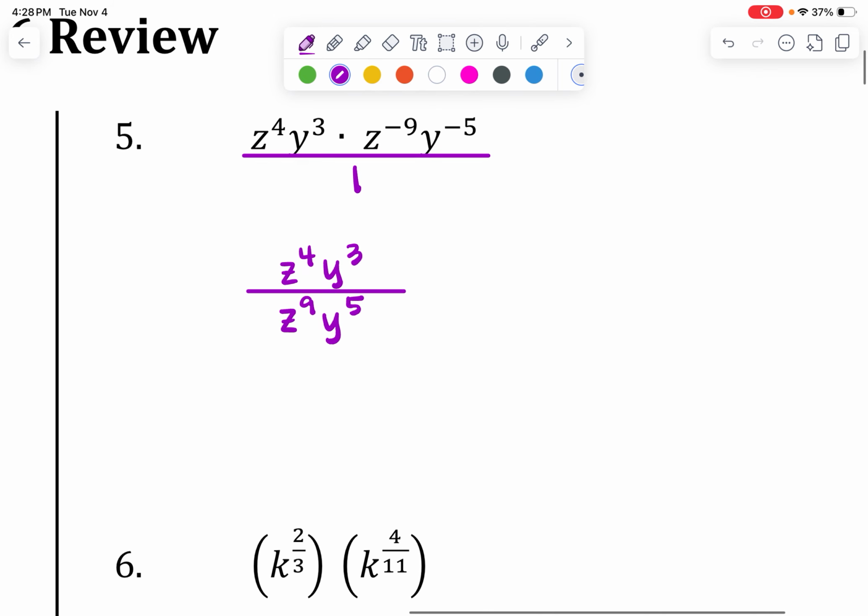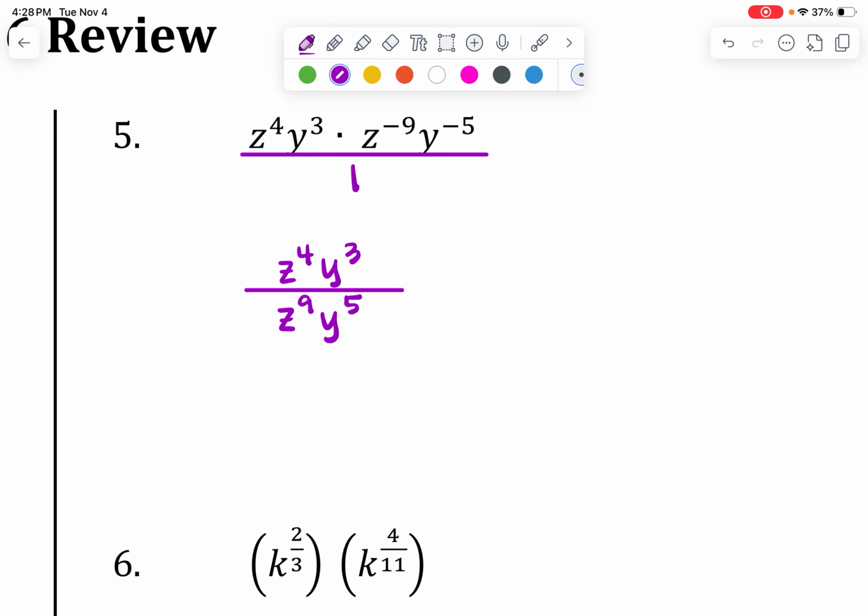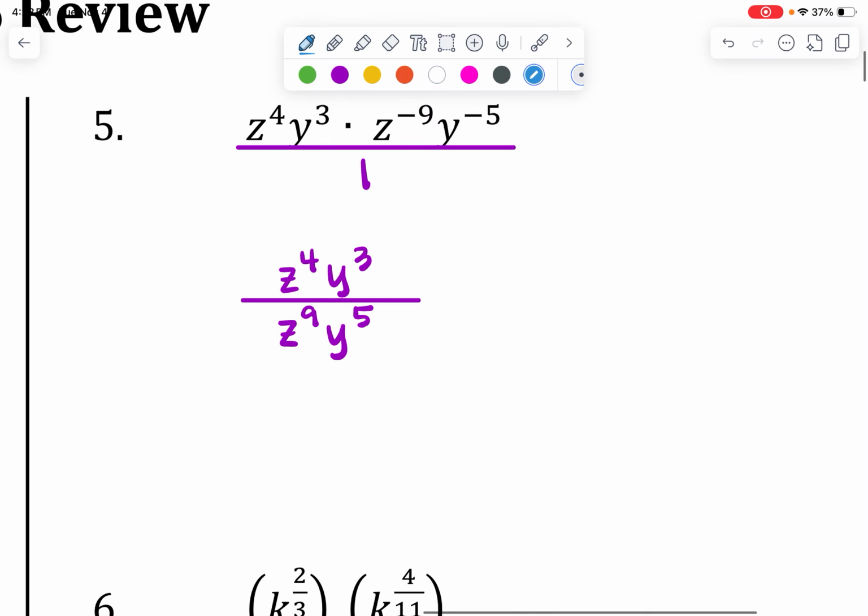And now, of course, I can reduce some z's and y's because I have some up top and some on the bottom. It's just a matter of how many you can reduce. Well, as far as the z's go, the top has 4 z's to give up. So that means I can reduce 4 z's out of the top and the bottom, which leaves me with 5 z's on the bottom.